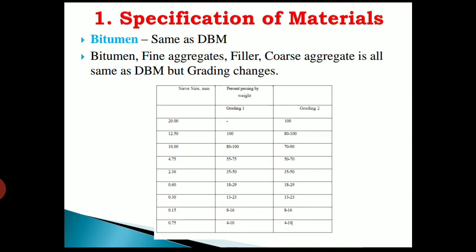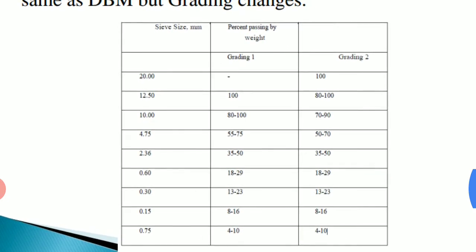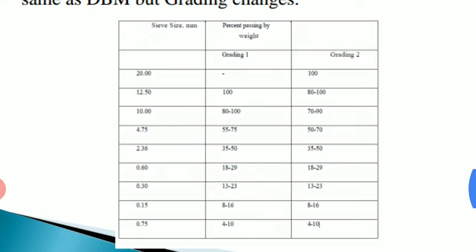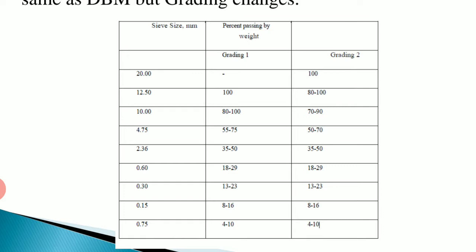Bitumen, fine aggregate, filler and coarse aggregate are all the same as in DBM, but the gradings change, so the grading table is given here. Again there are two different grades, grading 1 and grading 2. Depending upon the sieve analysis test, we will come to know which particular grade our aggregates belong to. The sieve set is 20 mm IS sieve, then 12.5, 10, 4.75, 2.36, 0.6, 600 micron, 300 micron, 150 micron, and finally 75 micron.